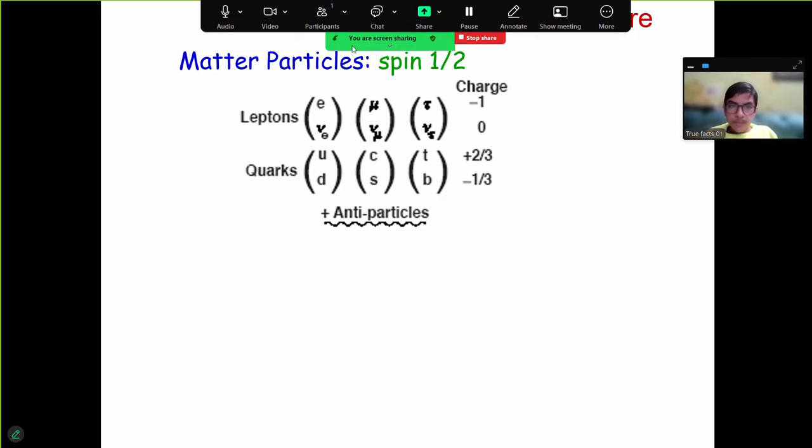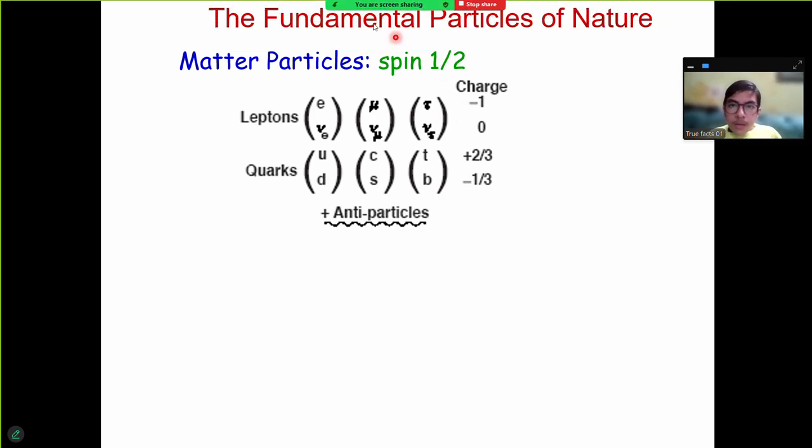Okay, just a second. Yeah. Okay, plus n-type particles. Do we have some problem?